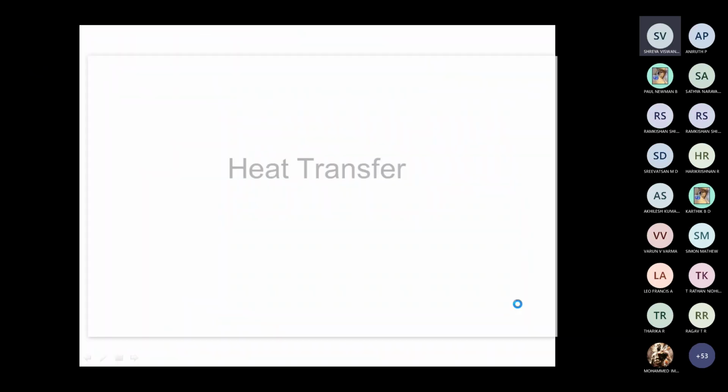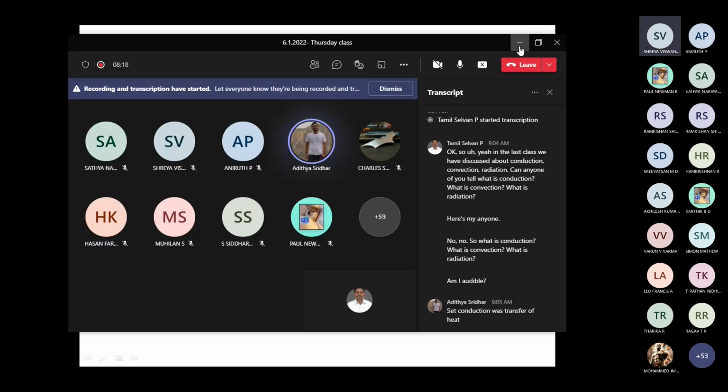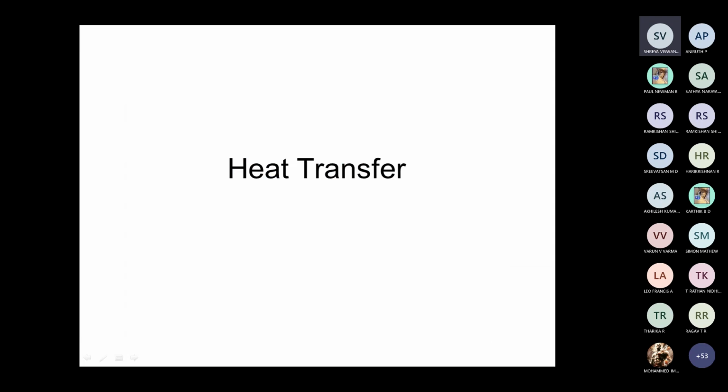Am I audible? So conduction was transfer of heat from within the body, within the boundary, from one molecule to another. Very good. Convection was heat transfer from one body to another body, from a liquid or air. Sir, there's a medium for convection, a fluid. Yeah, medium. Okay.